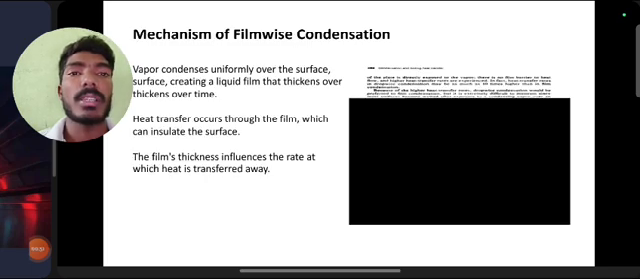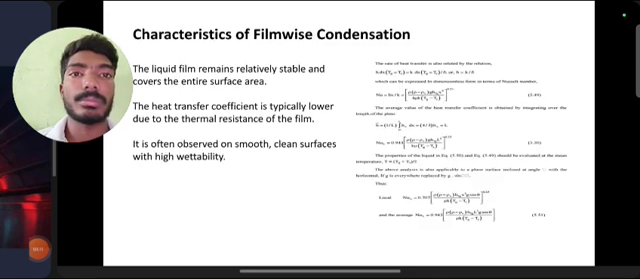Mechanism of film-wise condensation. Vapor condenses uniformly over the surface, creating a liquid film that thickens over time. Heat transfer occurs through the film, which can insulate the surface. The film thickness influences the rate at which heat is transferred away.